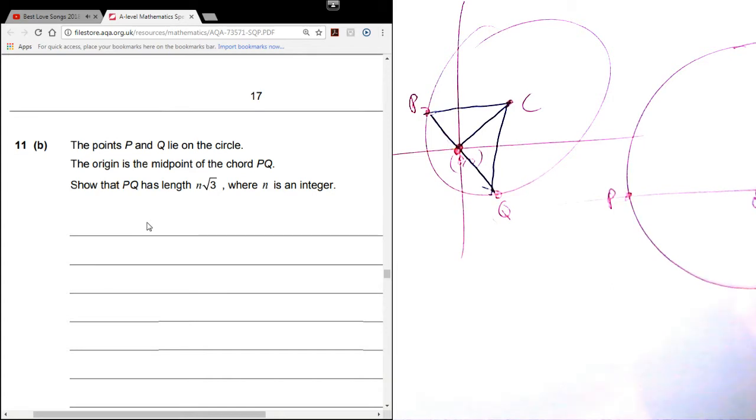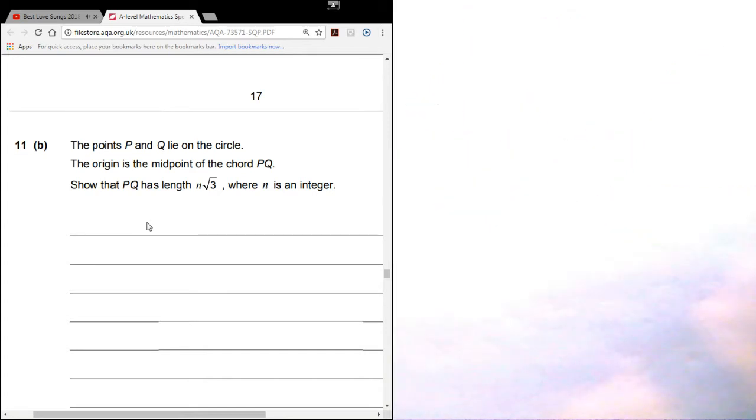All right, ignore what I've drawn. Let's solve this question. Enough of the playtime. The origin is the midpoint of the chord PQ. Show that the PQ has length n root 3. So what do you think we should do? What's your thoughts on this? Do we have any ideas from anyone in the building? Or have you all gone hiding? Anyone? I think you should take a minute to think about it. You'd never know, you just might work it out yourself.